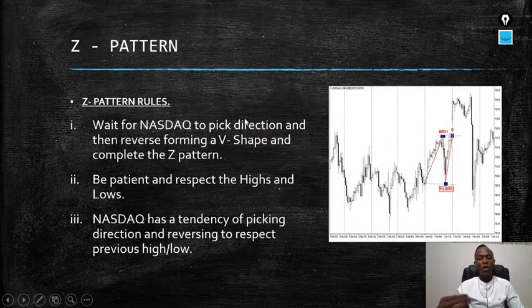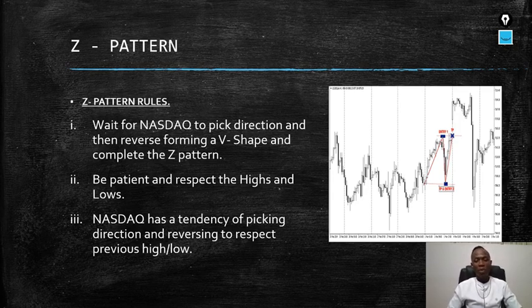As you know, before you can actually start trading, you need to know the basic rules of how to trade a certain strategy. So now let's start firstly with the Z pattern. For the Z pattern, you wait for Nasdaq to pick a direction and then reverse, forming a V shape and completing the Z pattern. So what do we mean by that?